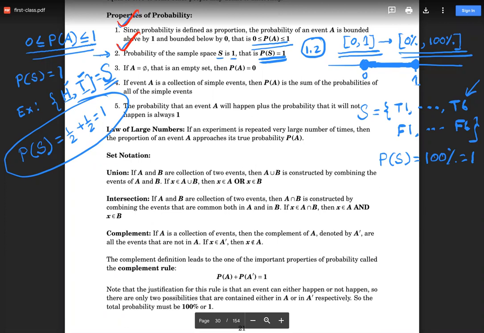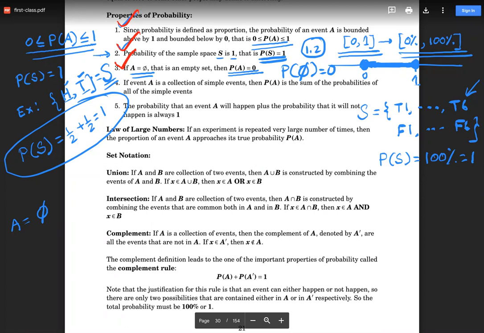This is a definition. If A is the empty set, A is equal to phi. This is the Greek letter phi, okay? If A is the empty set, we define the probability of the empty set, or probability of phi, sometimes people write, to always be 0. So that's condition number 3, or property number 3. Now, the next property is this.